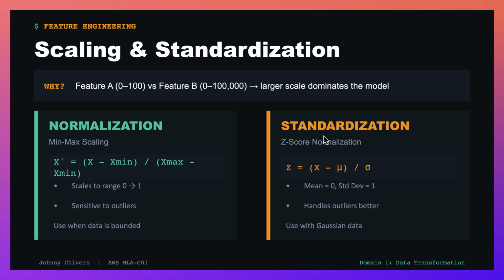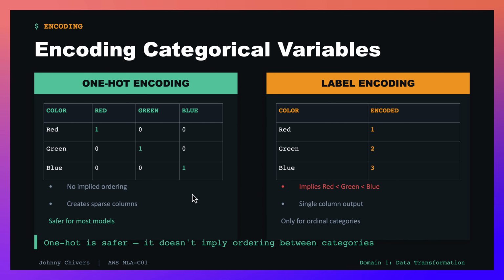So normalization and standardization are two important procedures, functions you may need on your data, to stop one feature having more of an influence than another feature based on the scale that it is dominating in. Encoding categorical variables. This does come up as well on the exam, so it's important to know. I like this example of the color, so I'm just going to run you through it.